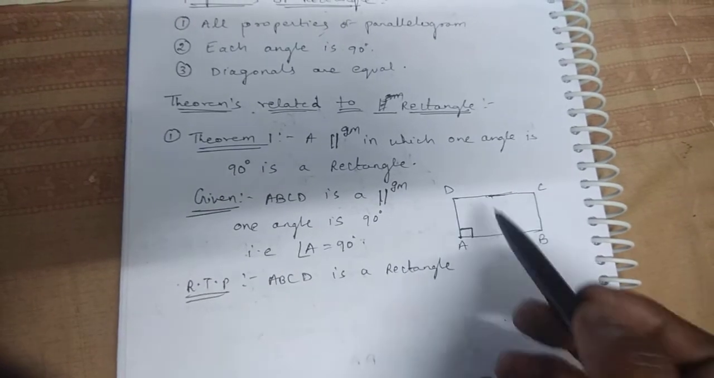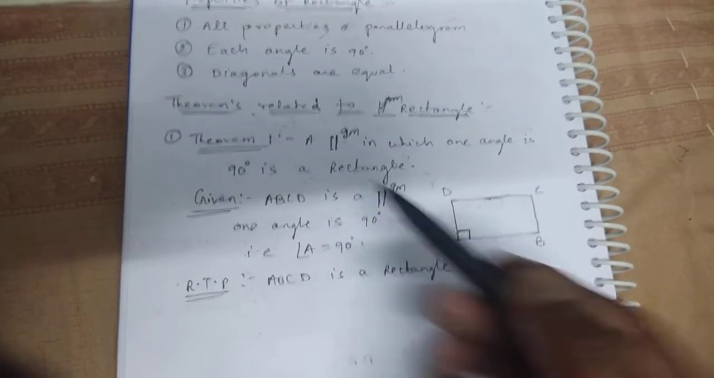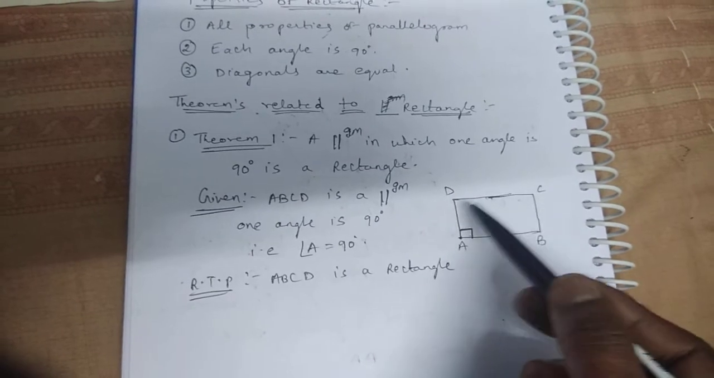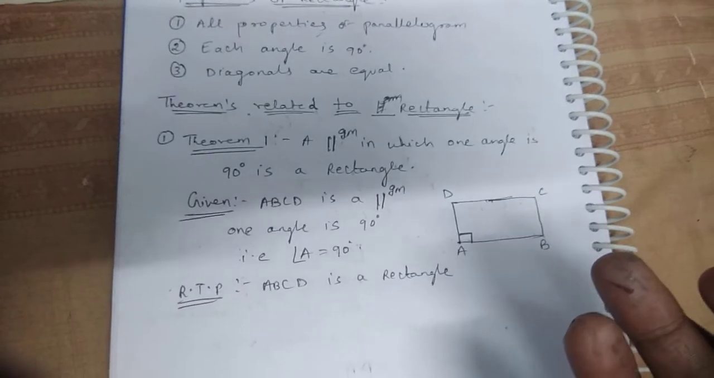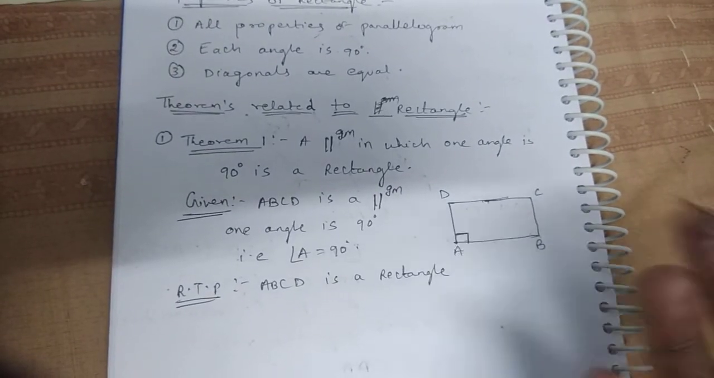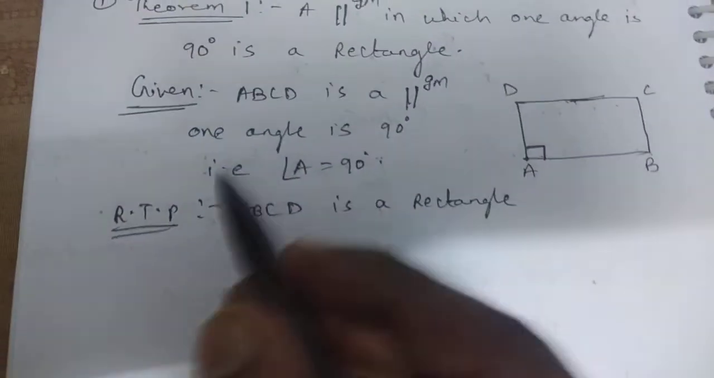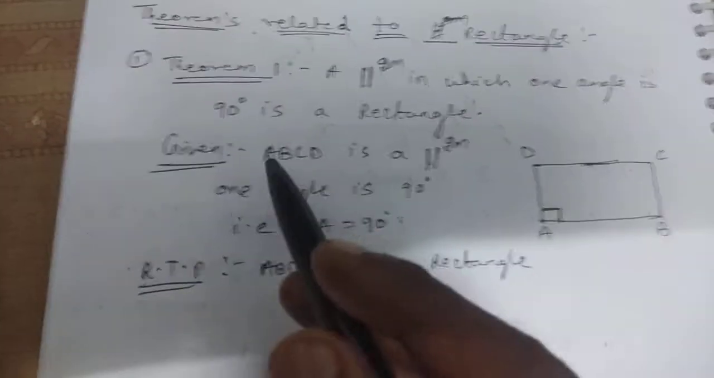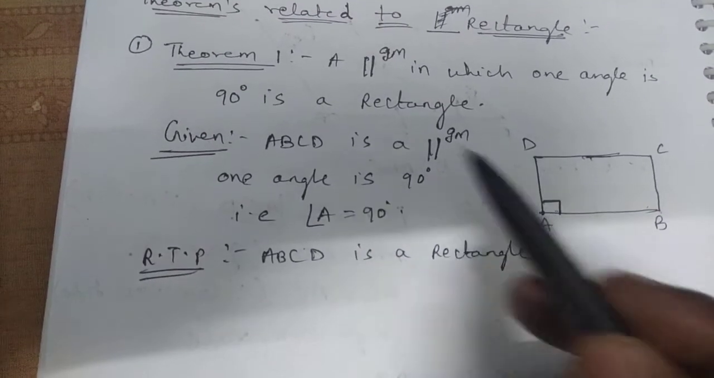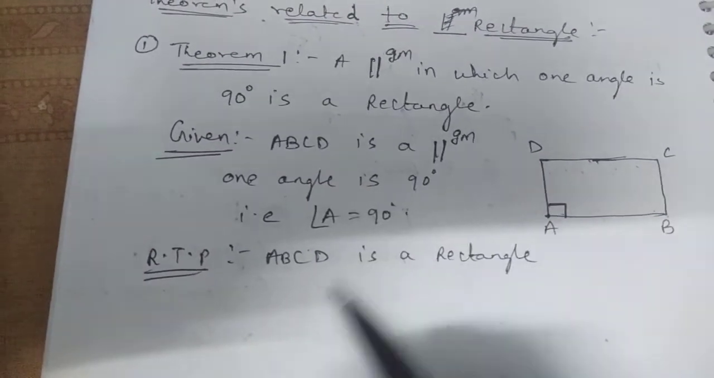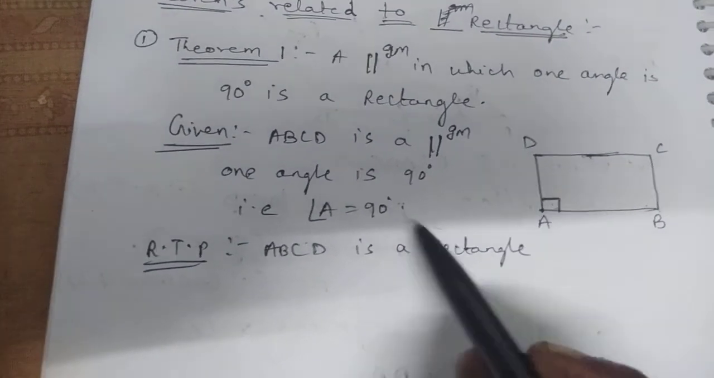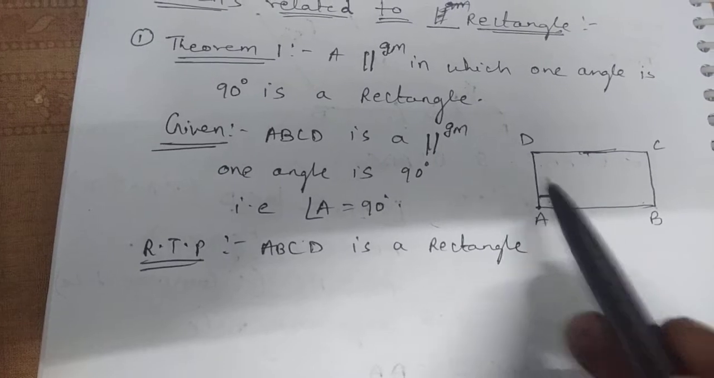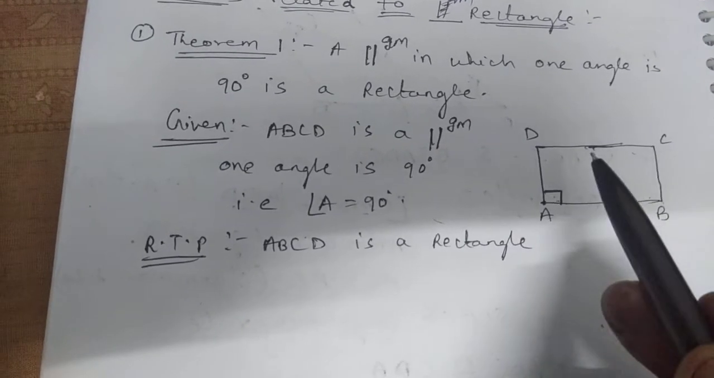We have to prove that it is a rectangle. So, what is a rectangle actually? Each and every angle should be 90 degrees. So, if all four angles are 90 degrees, then it is a rectangle. What we have to prove: ABCD is a parallelogram, given, and we should prove it is a rectangle. The condition given is one angle is 90 degrees. I will take angle A as 90 degrees. Now I will prove that ABCD is a rectangle.